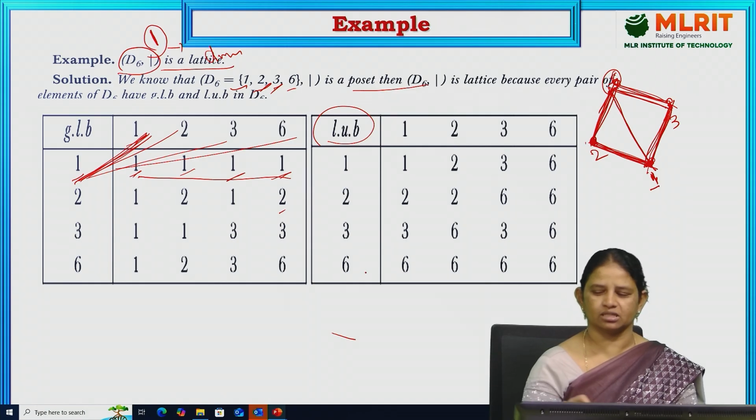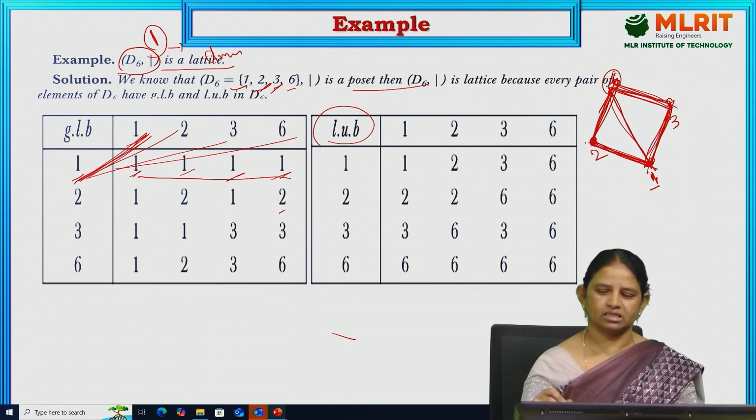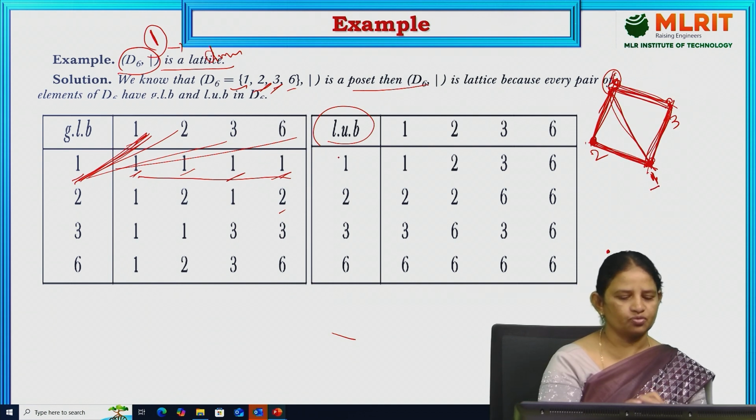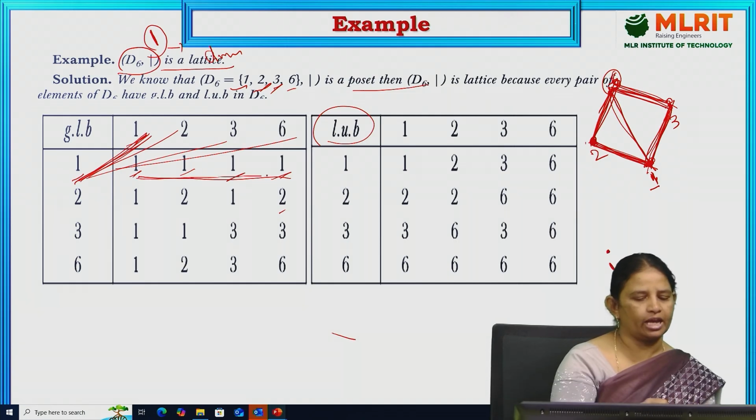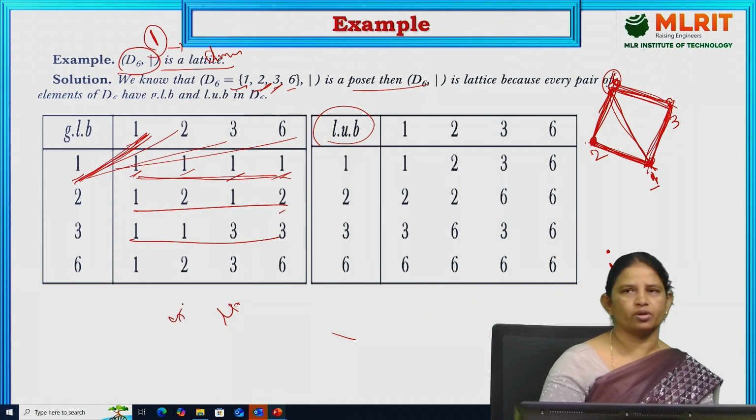Next for 6: 6, 1, the upper bound is 6 only. 6, 2: 6. 6, 3: 6. 6, 6: 6. So in this example, for every pair of elements the least upper bound exists and the greatest lower bound exists, so D6 is said to be a lattice.